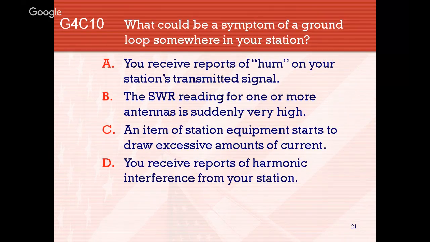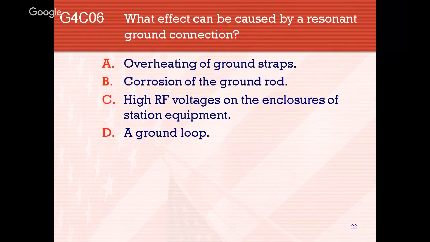What could be a symptom of a ground loop somewhere in your station? Okay, if you have a ground loop and somebody says, hey, you've got some hum on your signal, that could be an indication of a ground loop somewhere. And what effect can be caused by a resonant ground connection? You might get high RF voltages on the enclosures of the station equipment if you have a resonant ground.